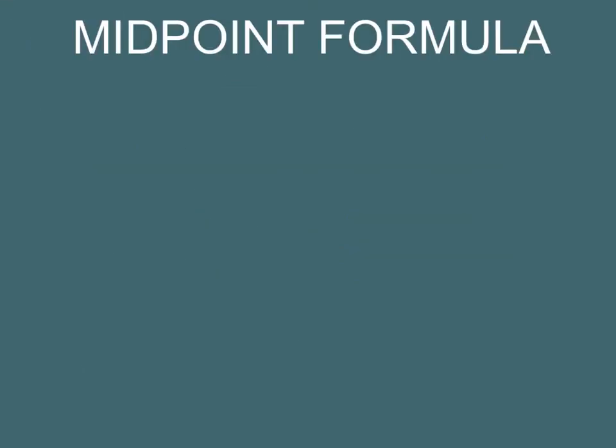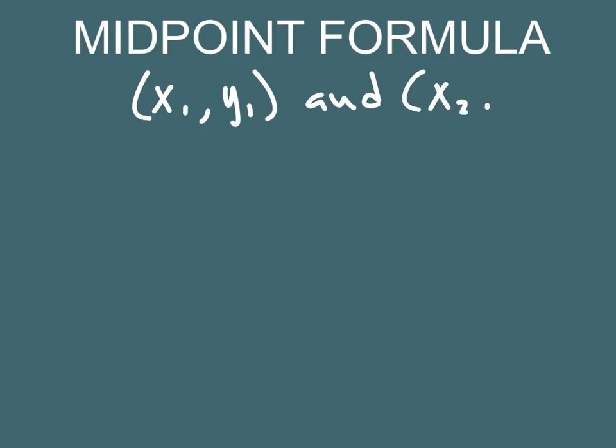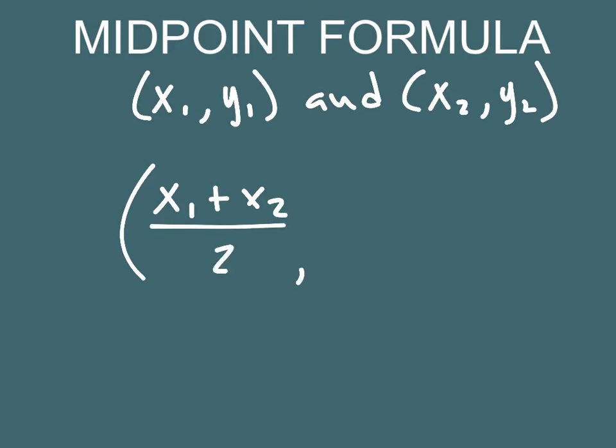The next formula I want to talk about is the midpoint formula. And what we have, given 2 points, x sub 1 comma y sub 1 and x sub 2 comma y sub 2, what I want to do is use these points and say x sub 1 plus x sub 2 over 2 comma y sub 1 plus y sub 2 over 2. And that's going to generate the midpoint between 2 points.